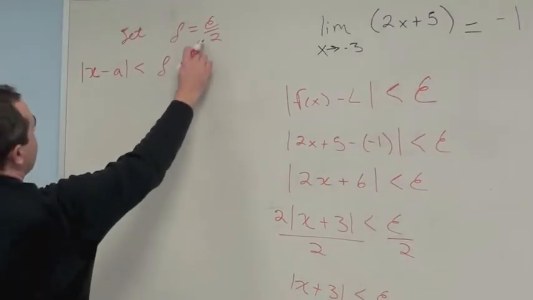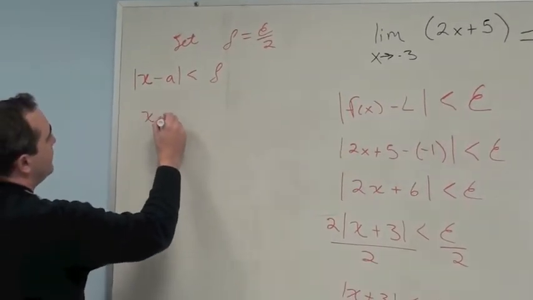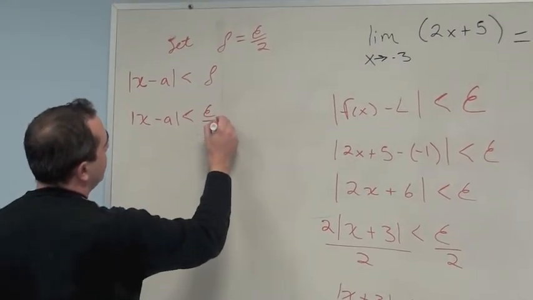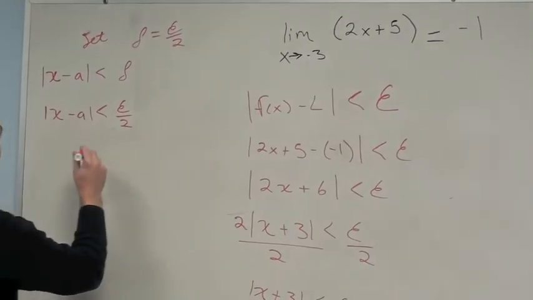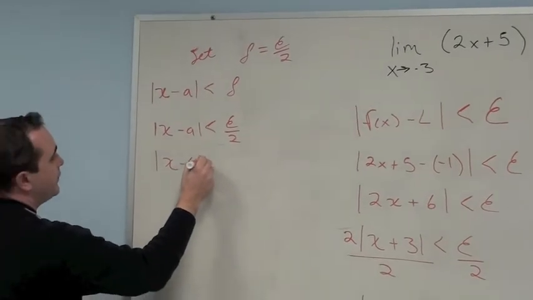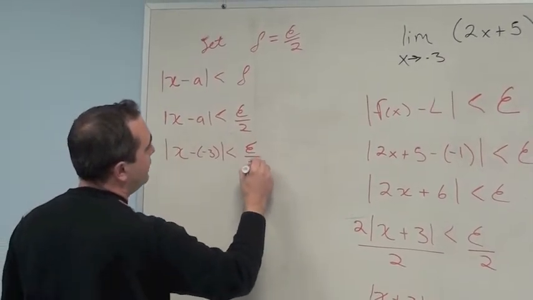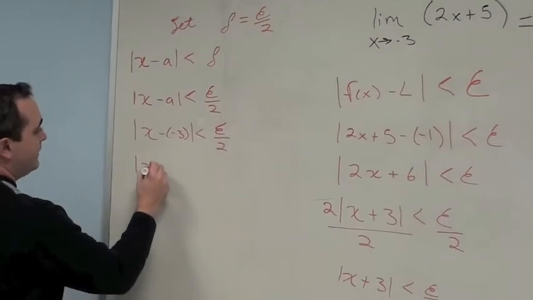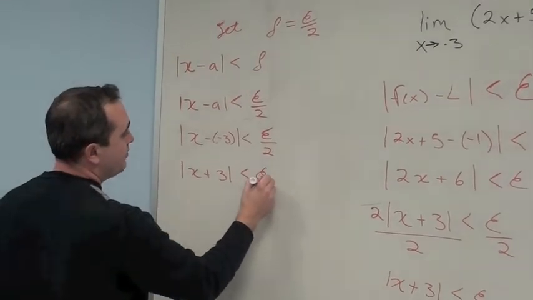Since we know delta is equal to epsilon divided by 2, we're going to have |x - a| less than epsilon divided by 2. In this case, a is what we're approaching, and we're approaching -3. So |x - (-3)| is less than our epsilon divided by 2. Multiply these through, and now we have |x + 3| < ε/2.